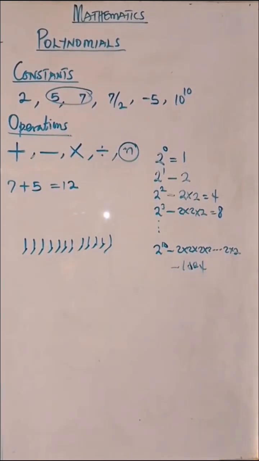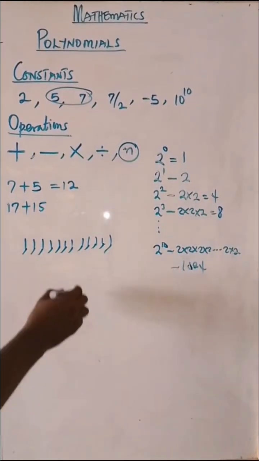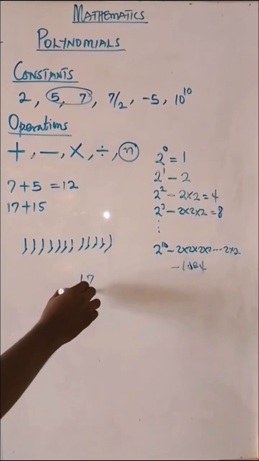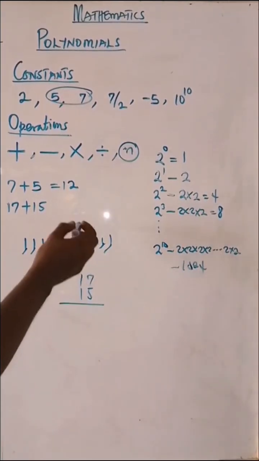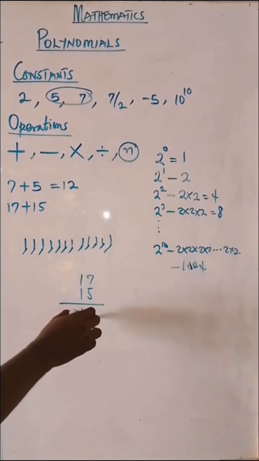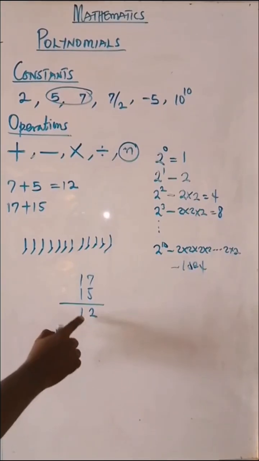Very simple. What if they are numbers of 2 digits? I have 17 plus 15. All you do, you use what we call place value. Place them one above the other this way. 7 plus 5 is 12. But we cannot write 12 here because this 12 means 10 plus 2. So we carry the 10.